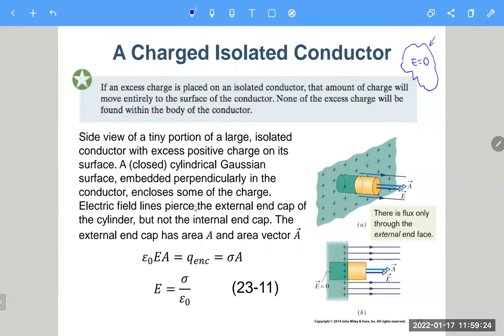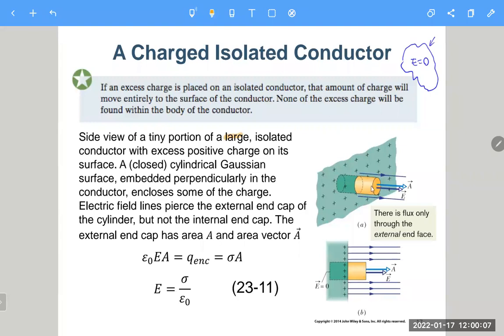Okay, so here it shows a tiny portion of a large isolated conductor. Large means infinitely large. Although you cannot draw infinitely large, this large actually means an infinitely large isolated conductor with excess positive charge on its surface, and a closed cylindrical Gaussian surface embedded perpendicularly in the conductor. So this one is the Gaussian surface we define for this case.